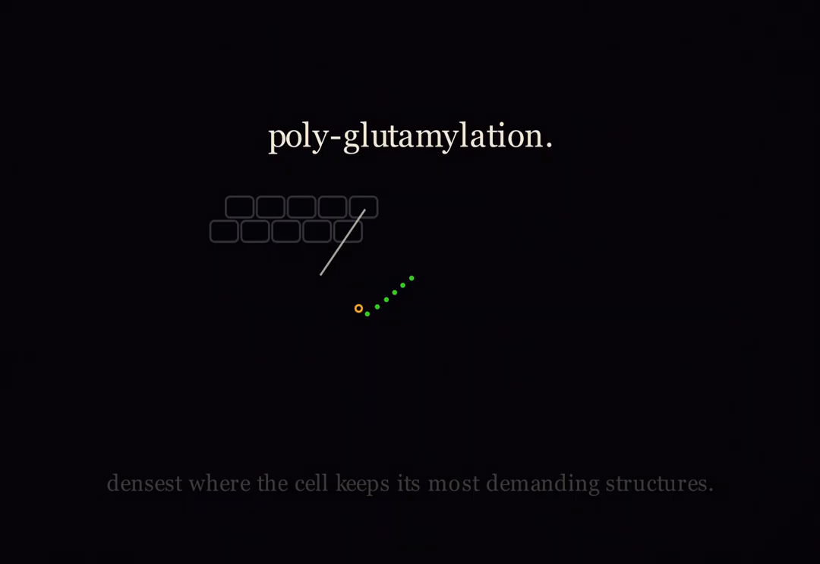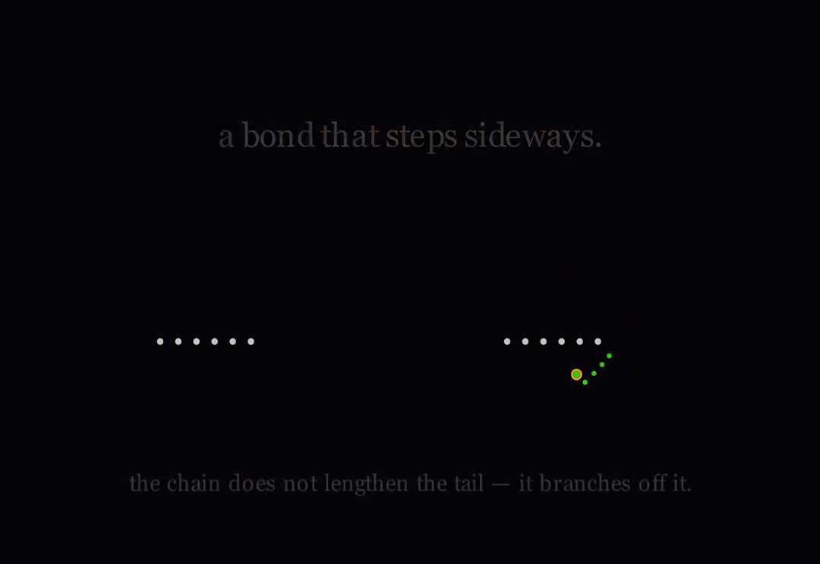The bond that holds the chain deserves one sentence because it decides the shape. In an ordinary protein, each amino acid joins the next end to end in a single unbroken line. Glutamate carries a second acid group out on its side, a spare socket. The first bead of the chain plugs into that spare socket, not into the line. The chemists call it an isopeptide bond, a bond that steps sideways. So the chain does not lengthen the tail, it branches off it, a string of beads growing out into the water, off to the side of everything, hanging free.